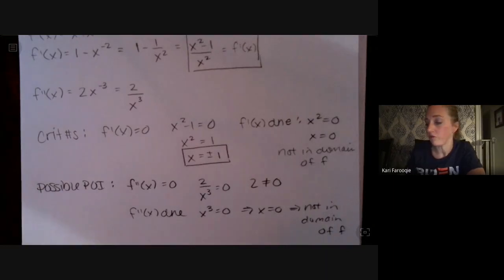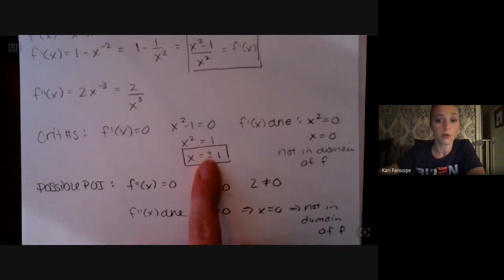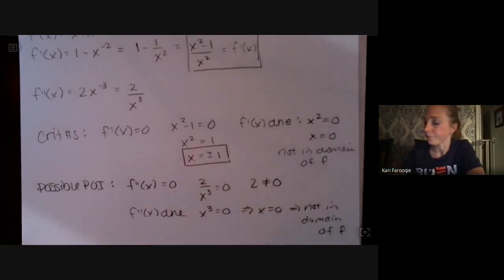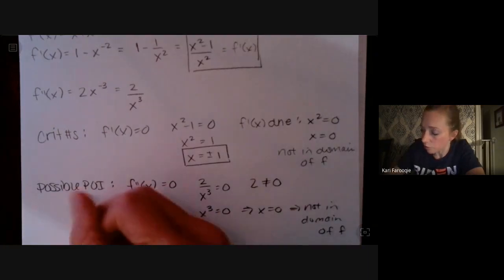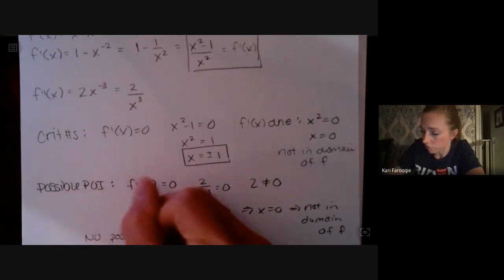So the only interesting stuff that's really happening on this graph is happening with the slant asymptote and with your local mins and maxes. And that's it. So you have no possible points of inflection.